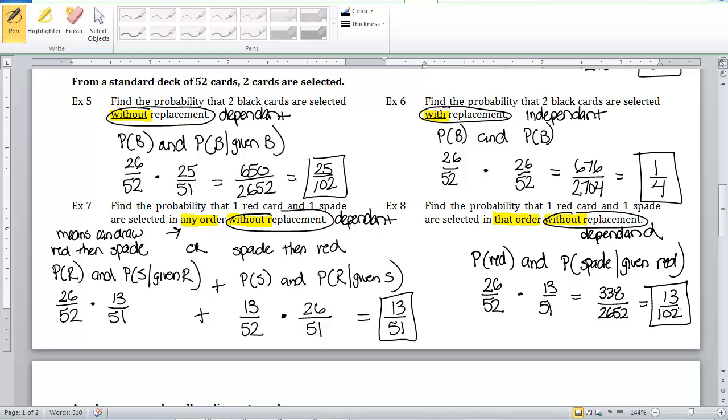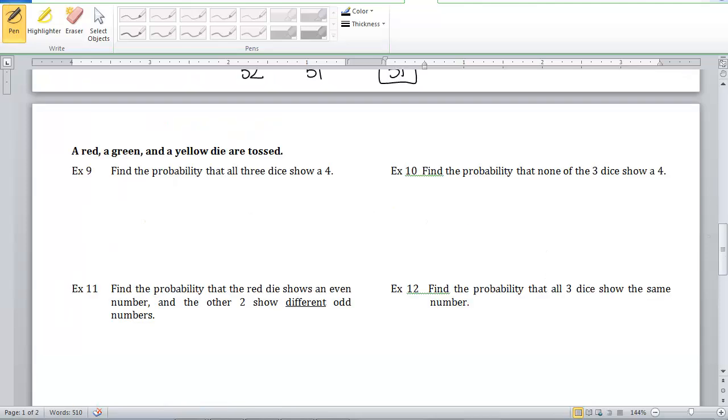Let's now look at the second page where we're going to toss a red, a green, and a yellow die. In example 9, we want to find the probability that all 3 dice show a 4. Keep in mind that each time we are throwing a different die, and so that makes these events independent. So all I need to do is find the probability that the red has a 4, the green has a 4, and the yellow has a 4.